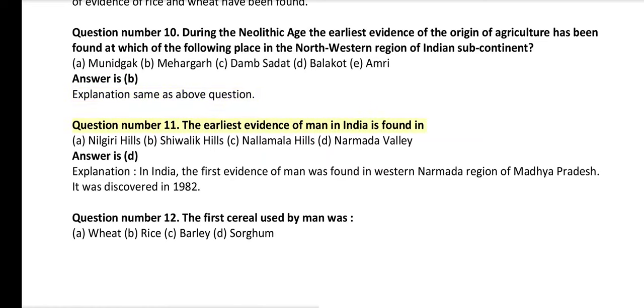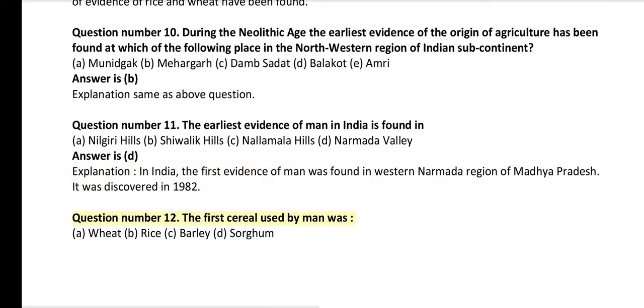Question number 11. The earliest evidence of man in India is found in A. Nilgiri Hills, B. Shivalik Hills, C. Nallamala Hills, D. Narmada Valley. Answer is D. Explanation: in India, the first evidence of man was found in the western Narmada region of Madhya Pradesh. It was discovered in 1982.